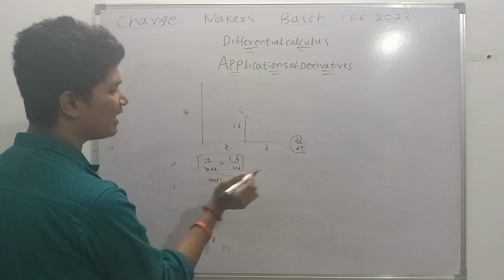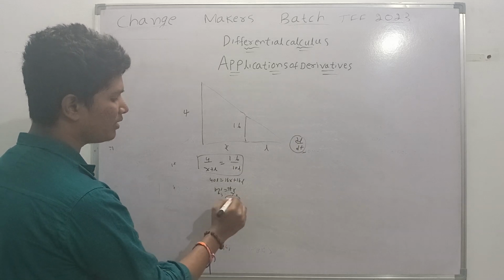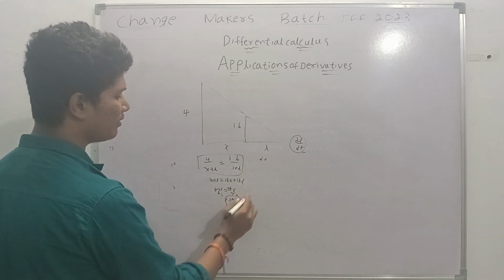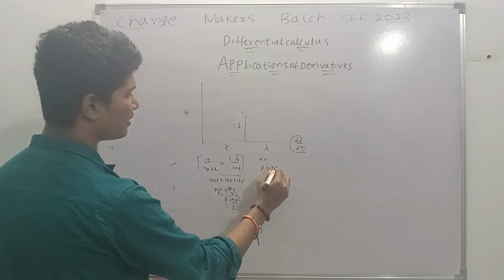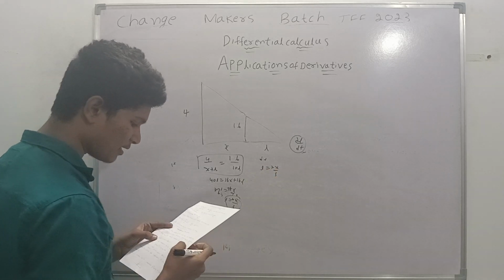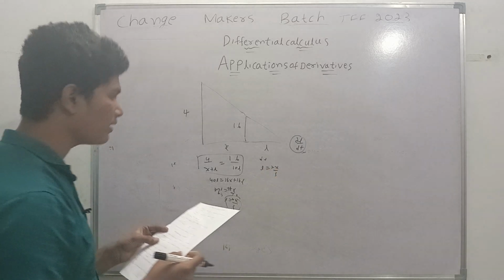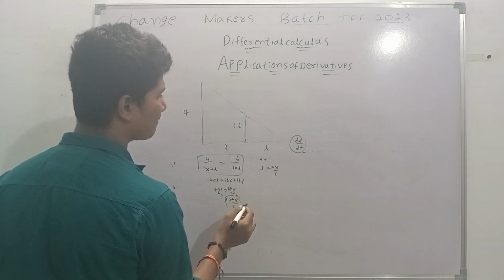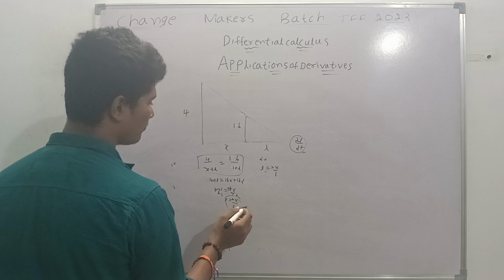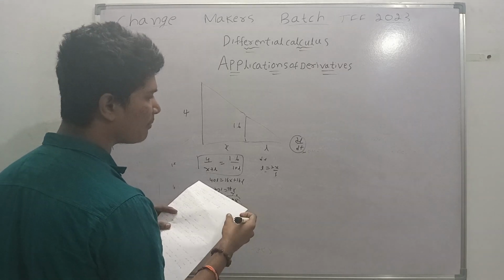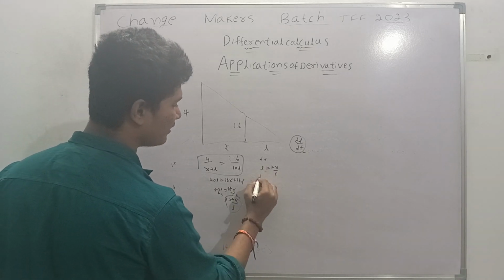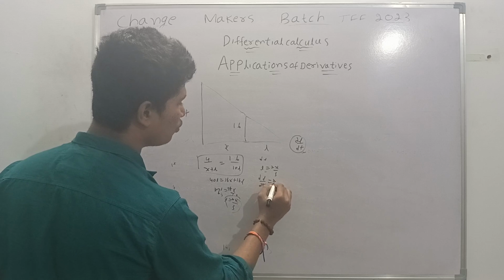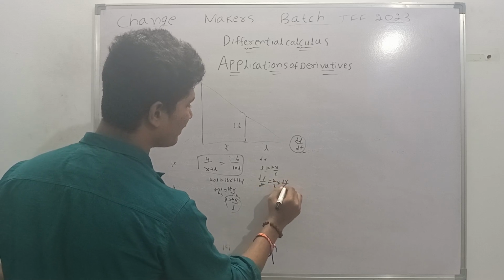What do they want? dL by dt. L equal to 2x by 3. So what are they asking? How fast the man is moving above the ground. Basically, L equal to 2x by 3, and you have to find dL by dt. We have to differentiate this. dL by dt equal to 2 by 3 into dx by dt.